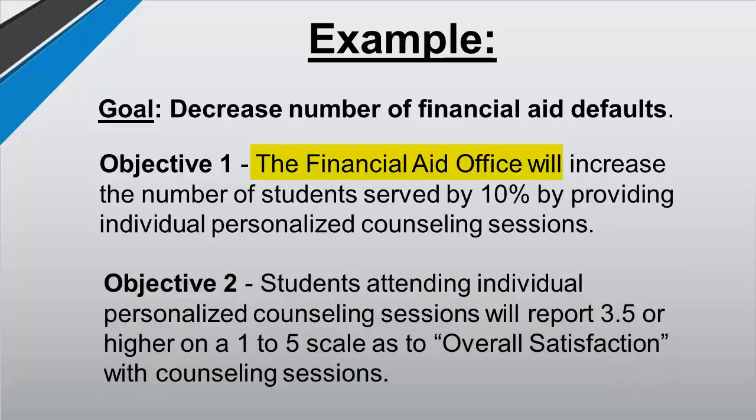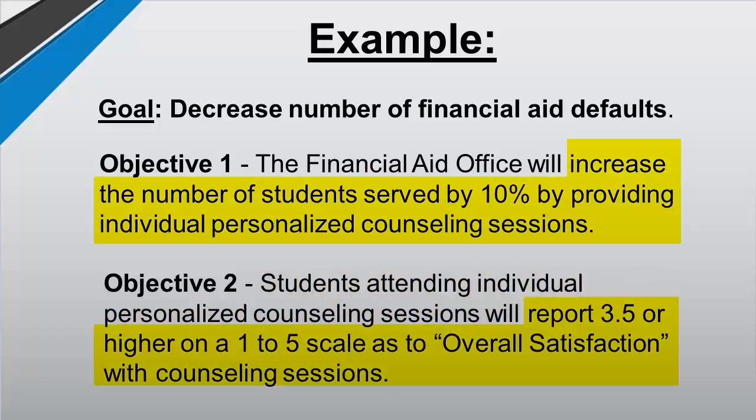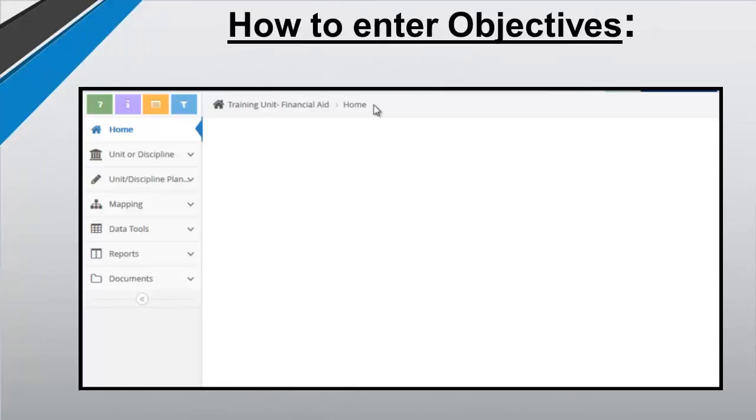Objective 1 uses the name of the unit, will, as an example. Objective 2 uses the students attending, will, as an example. After will, this is where you would insert your details. In the following examples, we will demonstrate how to add an objective. We will be using a fictional reporting unit titled Training Unit, Financial Aid.